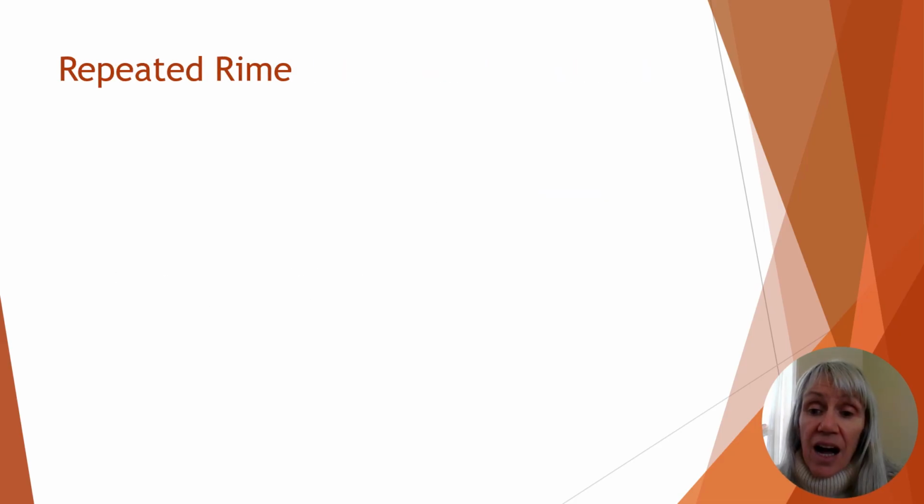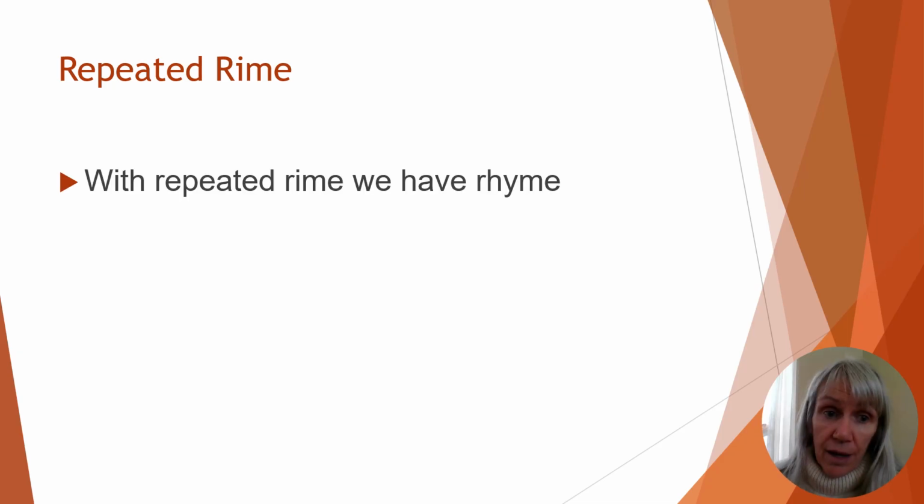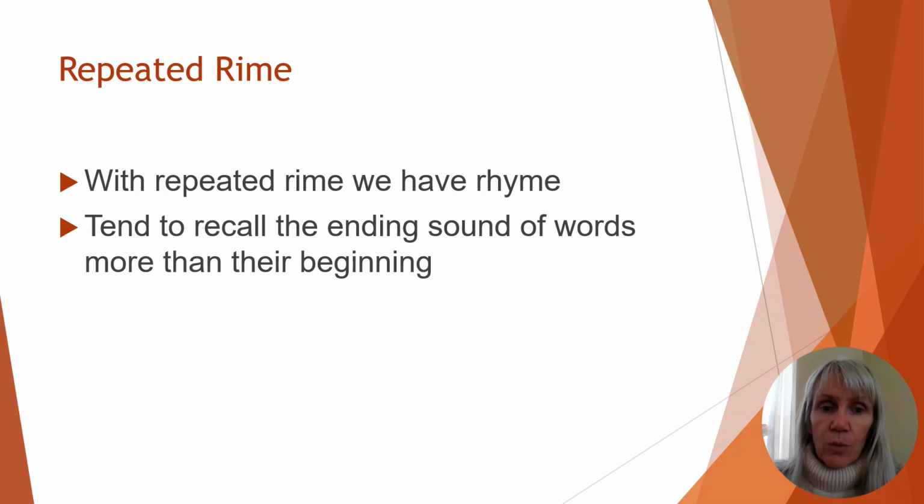So repeated onset is alliteration. When the consonants at the beginning of a small word part or word are repeated, that's alliteration. We also have repetition of sound in the rhymes, the ending of these one-syllable word parts or words. And that repeated rhyme is called rhyme, R-H-Y-M-E. We tend to recall the ending sounds of words more than we do their beginning.